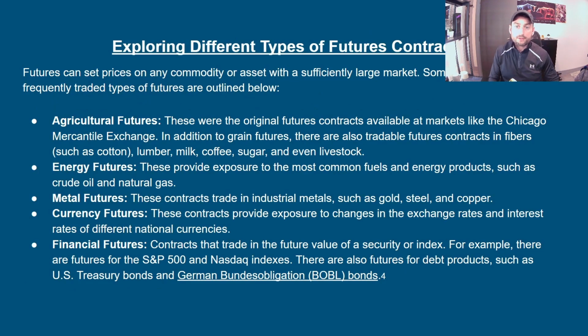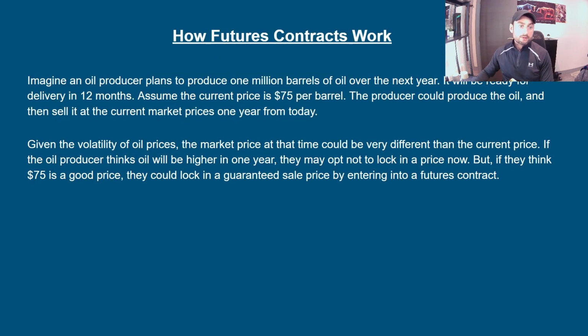Right, so exploring different types of futures contracts. Obviously, like we said, commodities and financial assets. So there's agricultural futures, energy futures, metal futures, currency, and financial. I won't go in too deep, but if you want to have a read through them, pause it, have a read through them, and we can move on to the next slide. So, how do futures contracts work?